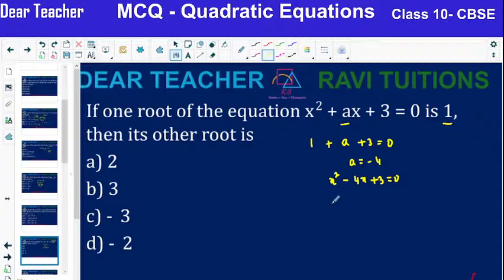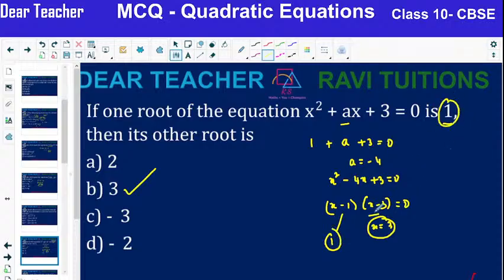So you can find out the factors. x minus 1 into x minus 3 is equal to 0. So x is equal to 3. So the other root is 3. B is the correct answer. This is one root, 1, already given. Another root is x minus 3, that means 3 is the other root. So this is how it will go.